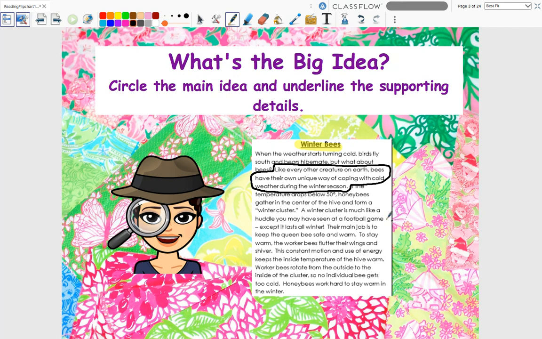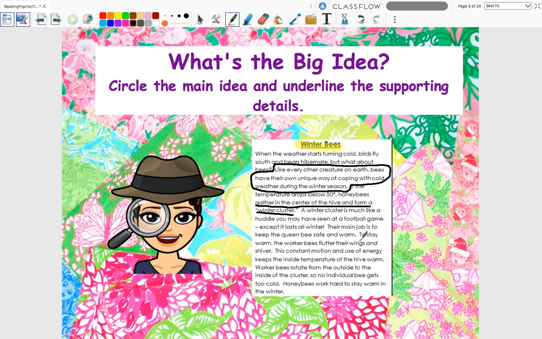Well, the first thing we learn is that they form a winter cluster. And what is the winter cluster? Okay, it says here that they gather together, right, in the center of the hive and form a winter cluster. It's kind of like the huddle during a football game, right? So they huddle together. So there's my first detail. Now, what else do they do to stay warm?